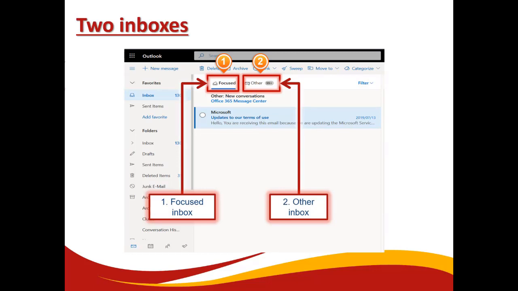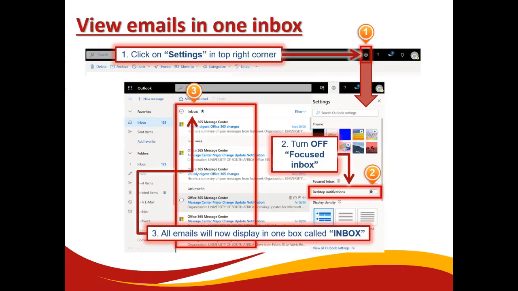I would suggest that you click on the settings in the top right corner, okay, and you turn off the focused inbox. That way, all of your emails will just go directly into your inbox, and you won't miss out on important information. Sometimes the system will look at something as more important and put it into the focus box. So please try and remember to combine those and turn it off.